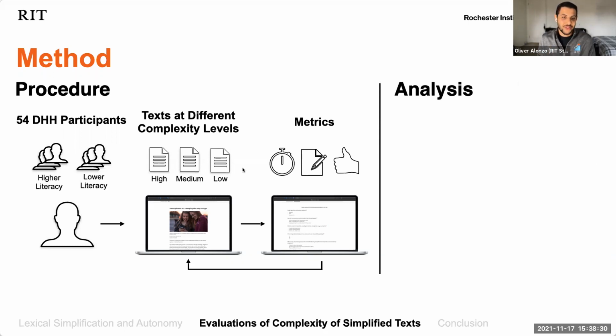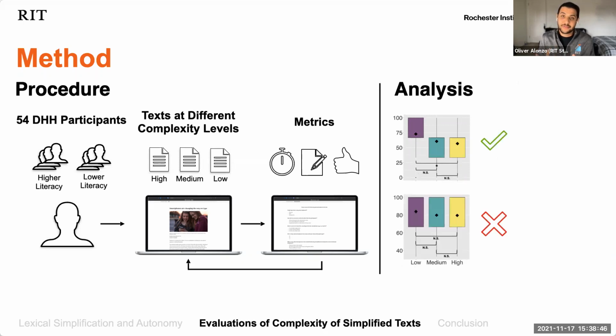So because we knew the texts to be at different levels of complexity, if when we analyzed the results, we saw significant differences between those complexity levels, then we could conclude that that metric worked for evaluating complexity of simplified text. Now, if we didn't observe any significant differences, a difference that we knew to be true, then we could conclude that that metric doesn't work for evaluating complexity.